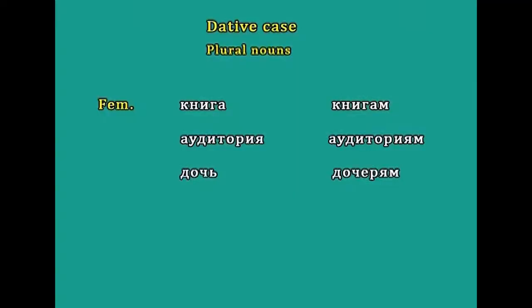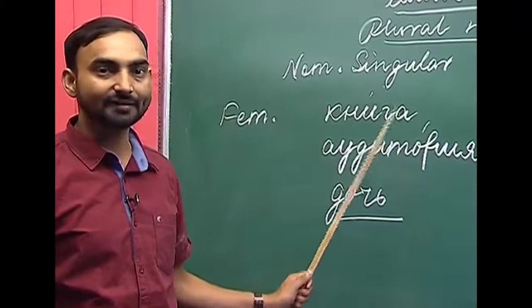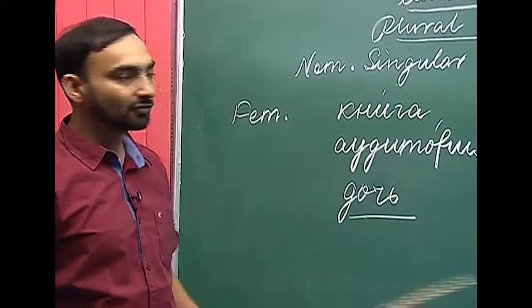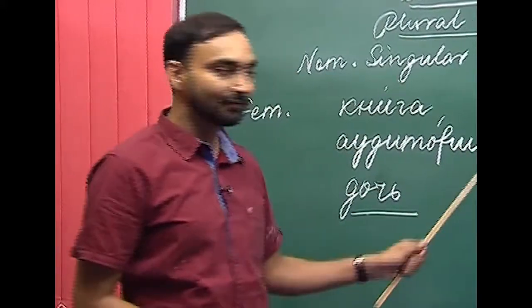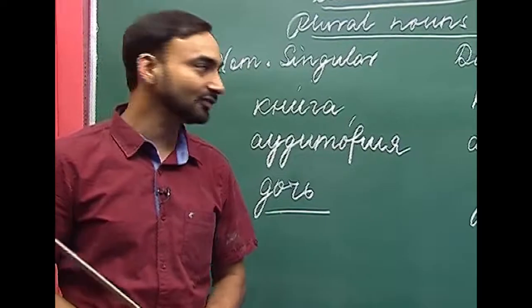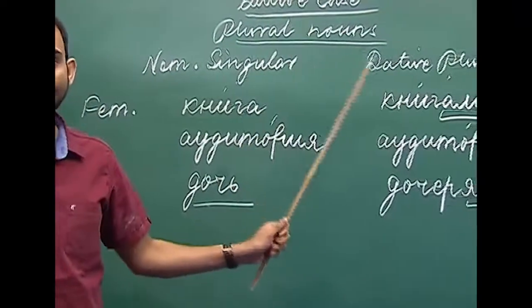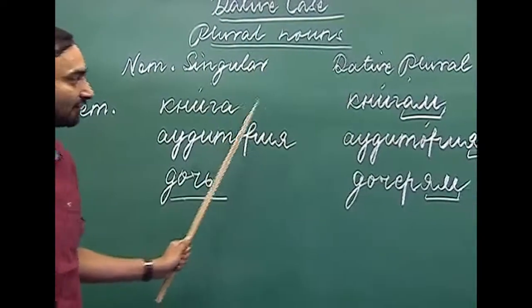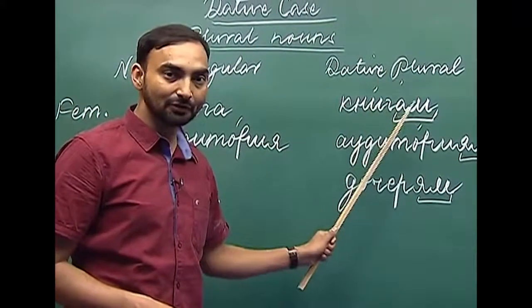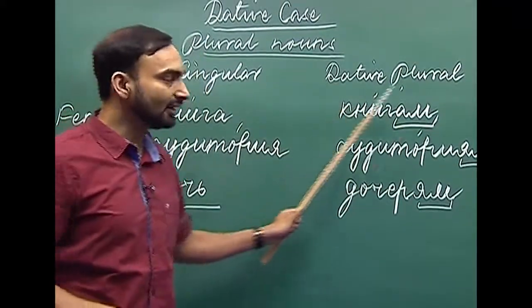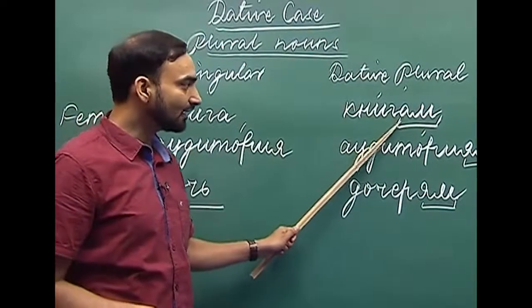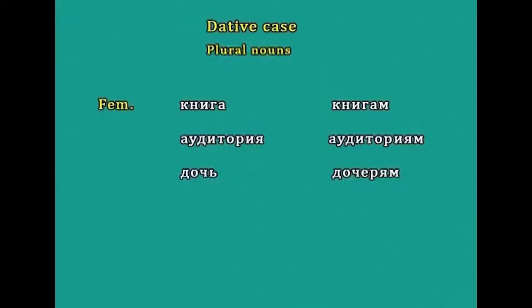Kniga. If you look at the ending of this word, it has a hard vowel ending, which is a. So, similarly, as we have done with the masculine and neuter gender nouns, if a noun ends with a hard ending, we use am in the dative plural. So, kniga, knigam. Here we have used am.